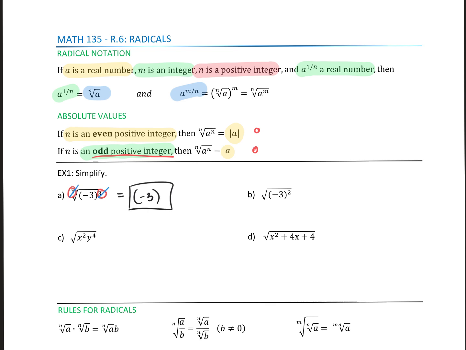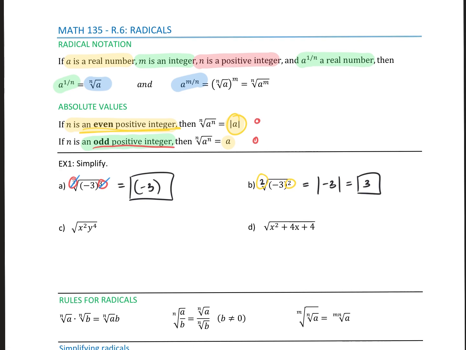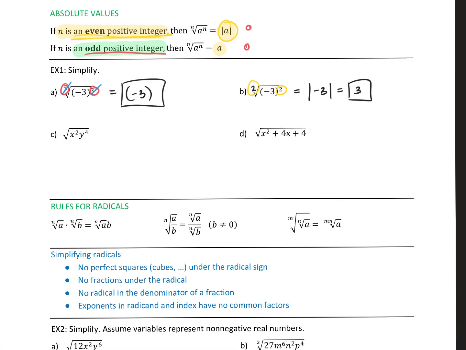For b, what do we have going on? Well, I don't really see a number by this radical, but whenever you don't see a number, you're allowed to assume that it's a 2. So we have a square root and a square. Okay, these are even, so we're working with this one right here, which means we need to take the absolute value. That's going to be the absolute value of -3. And what's the absolute value of -3? 3. Okay, all right, so moving on.